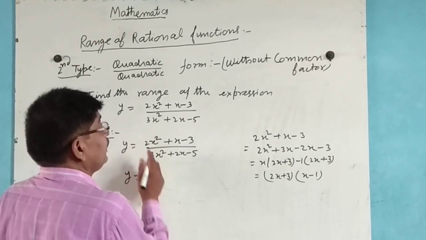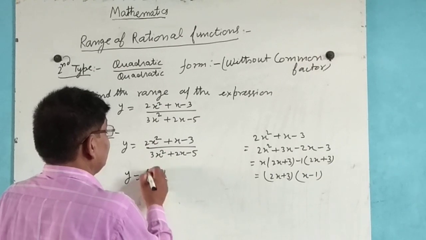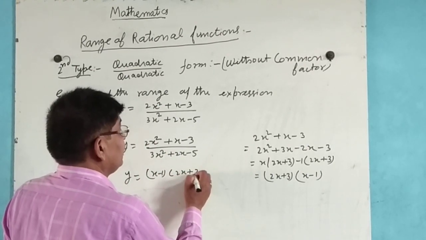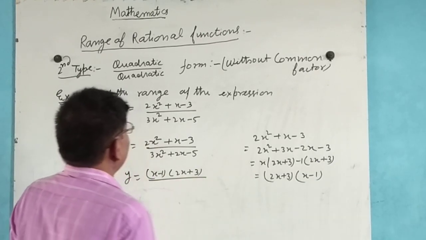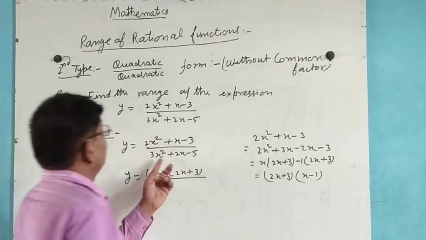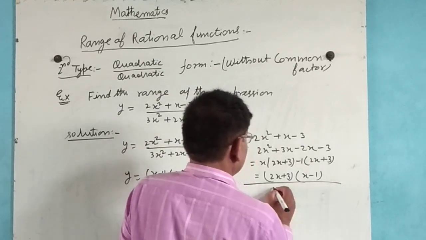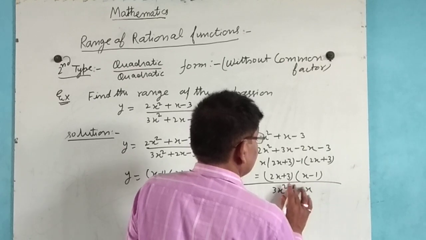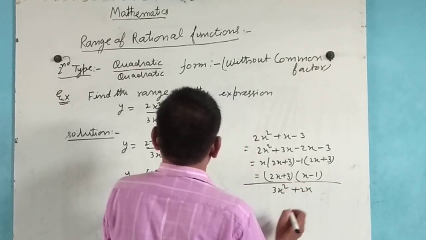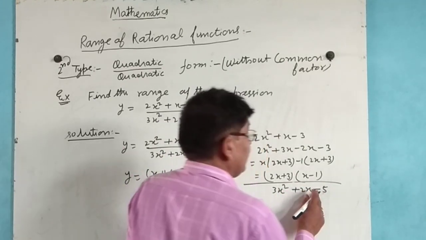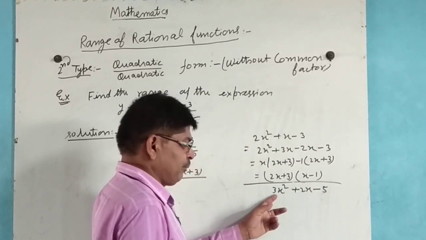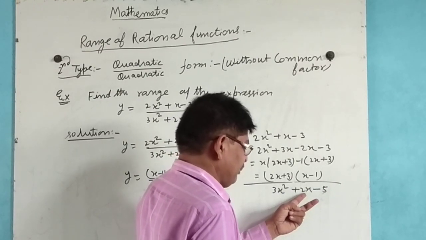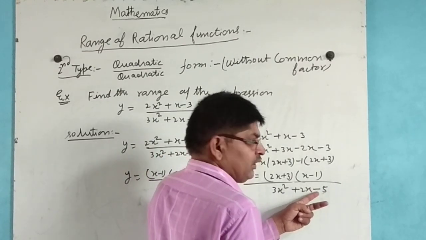y equal to (x minus 1)(2x plus 3) divided by, we also factorize this, 3x square plus 2x minus 5. Here it is negative, 5 times 3 is 15, and divide 15 into two parts whose difference is equal to 2 because the product is negative.